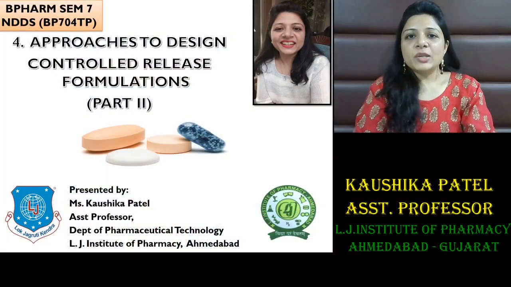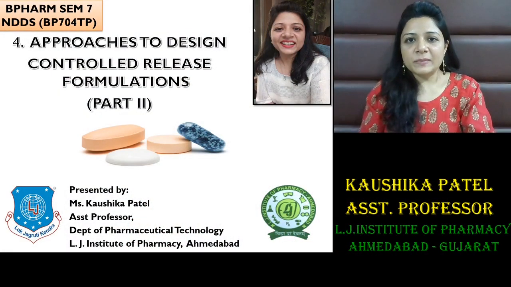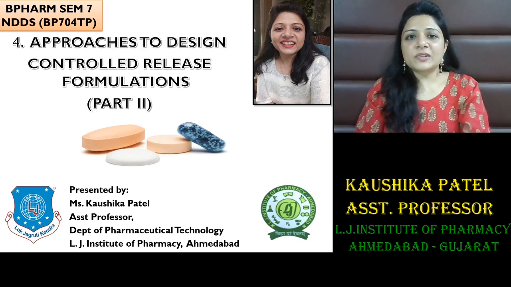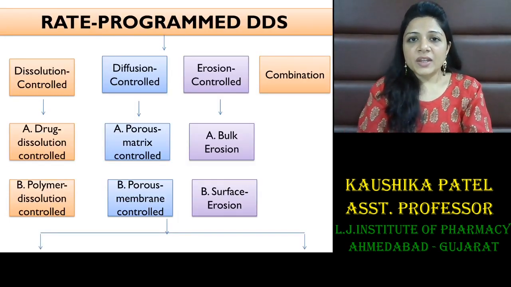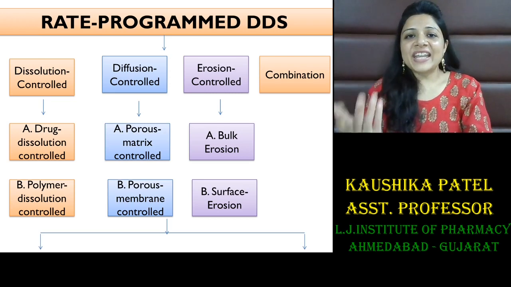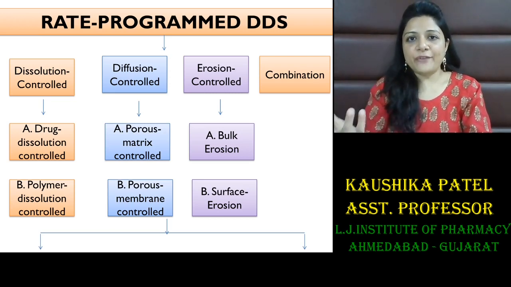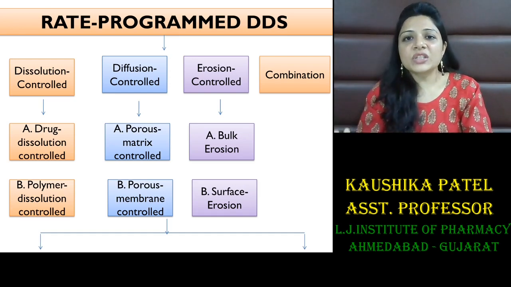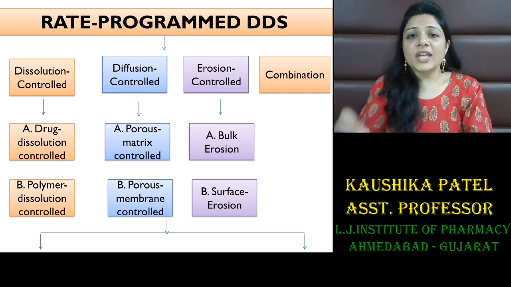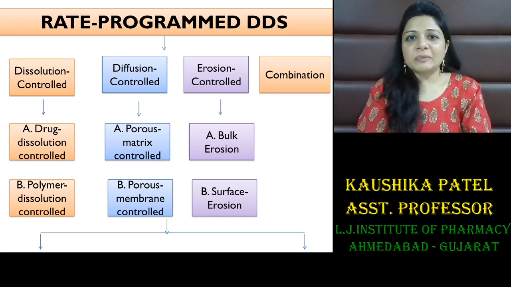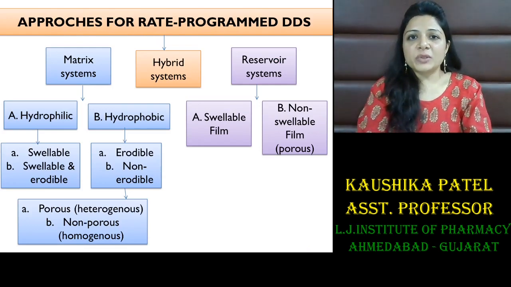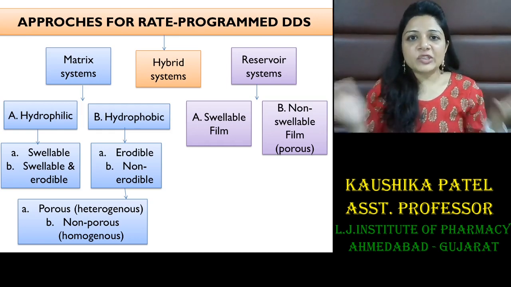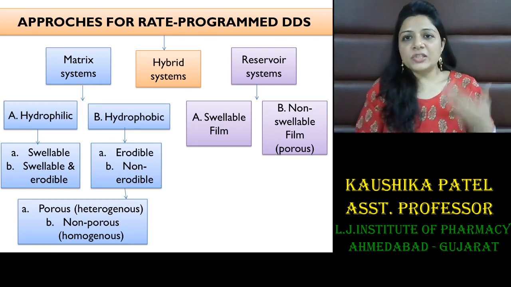In the first part, we have seen that there are different mechanisms possible by which you can design a controlled release formulation. You can have a matrix system, you can have a reservoir system. These systems can be used to have a dissolution control system, diffusion control system, or erosion control drug delivery system. These three mechanisms we have already discussed in part 1. Today we are going to focus on matrix systems and reservoir systems, how they are different from each other, and how the drug release occurs through these systems.